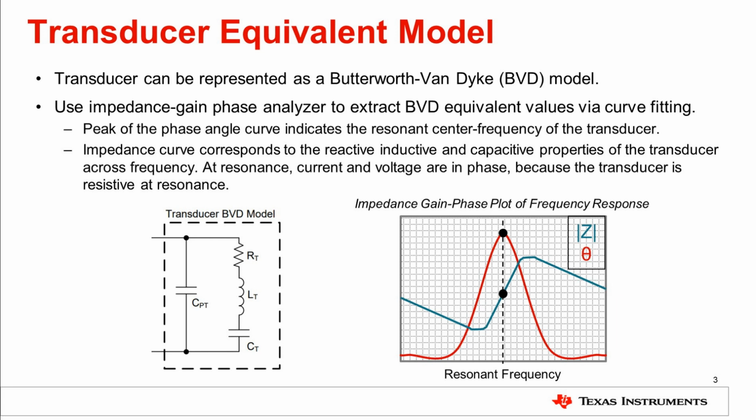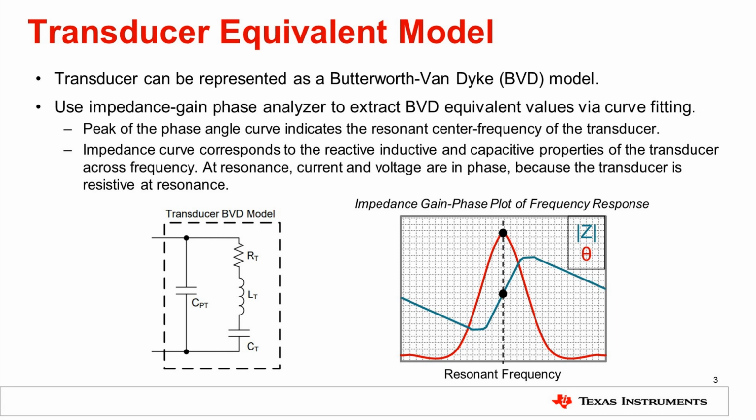The example shown is an analyzer plot of a 53 kHz transducer swept from 35 kHz to 70 kHz. The peak in the phase angle curve indicates the resonance center frequency of the transducer. The impedance curve corresponds to the reactive, inductive, and capacitive properties of the transducer across frequency. When the transducer frequency is at resonance, the current and voltage are in phase, resulting in a 0 degrees phase angle, which is observed as the midpoint of the rising impedance slope.